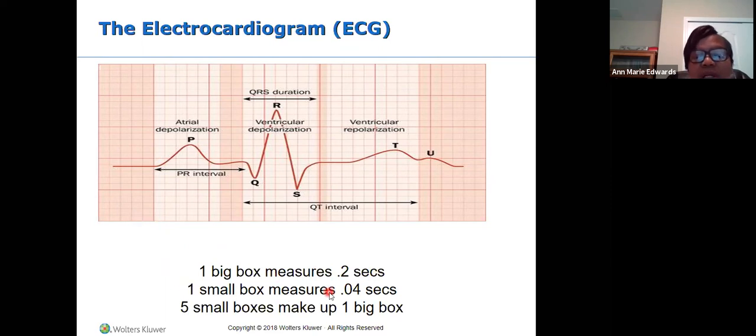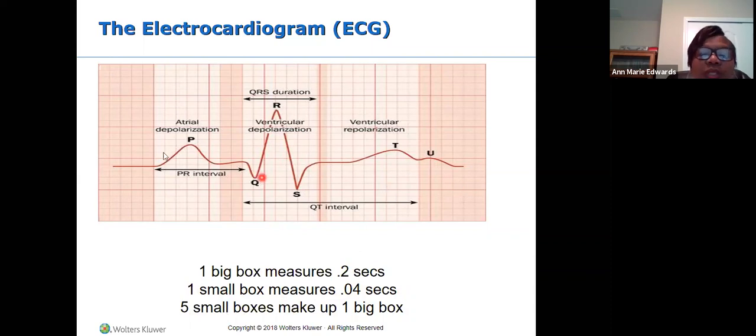Now, one small box is 0.04 seconds. So in one big box, you have 1, 2, 3, 4, 5 small boxes. So you count across, okay? You have 5 small boxes across for one big box. One small box measures 0.04 seconds. You do have 5 small boxes that make up one big box. So if you multiply 5 by 0.04, you're going to get 0.2, okay?